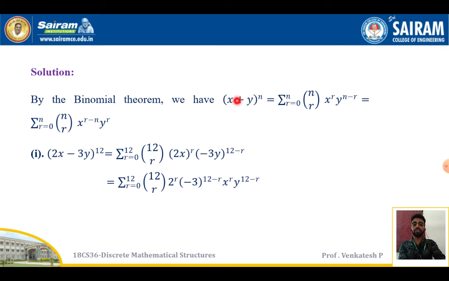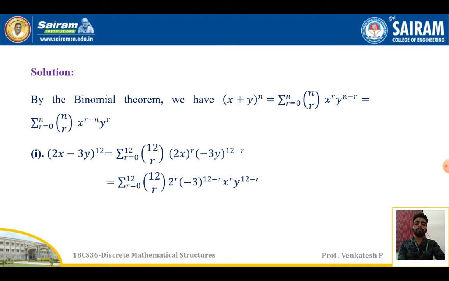By comparing the general formula with the given equation, I have (2x - 3y)^12. So in the formula I'll be replacing x with 2x, y with -3y, and n equal to 12. So I'll be getting the summation r from 0 to 12 of 12Cr (2x)^r (-3y)^(12-r). Now I'm going to take all the constant terms outside. So I'll be getting the summation r from 0 to 12 of 12Cr 2^r (-3)^(12-r). Taking the variables x and y outside, I'll be getting x^r y^(12-r).